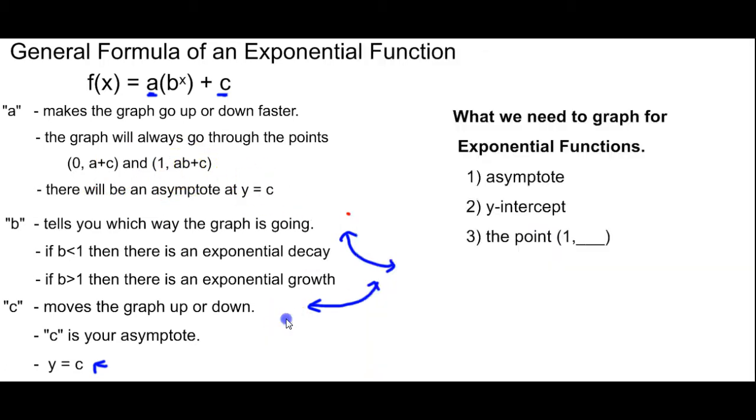In the graph, what you need to do when you graph these functions is graph the asymptote, graph the y-intercept, and then graph the point 1 comma something.